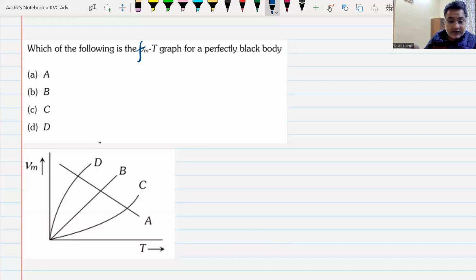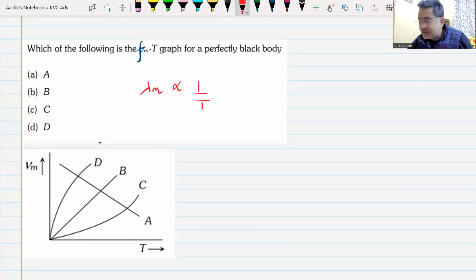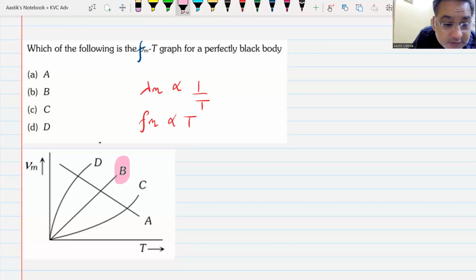Yes, which graph represents this one? B, sir. B graph, because lambda m is inversely proportional to T and v is equal to f lambda. So maximum frequency will be directly proportional to T and the graph would be B.